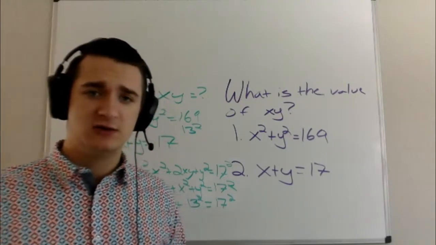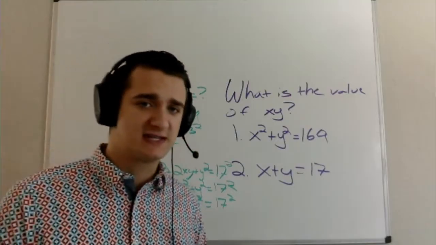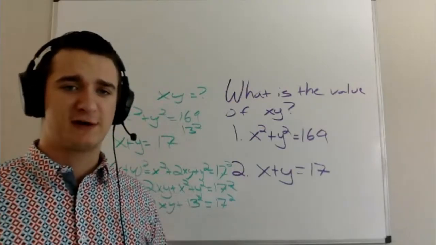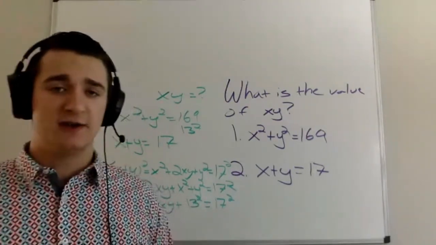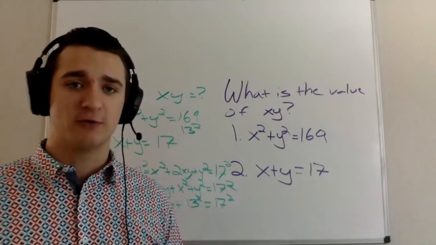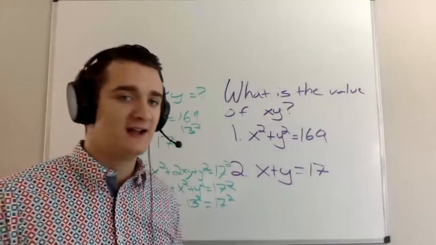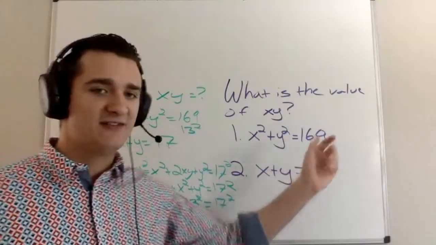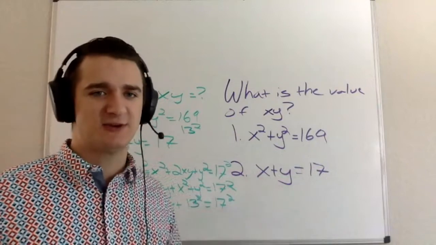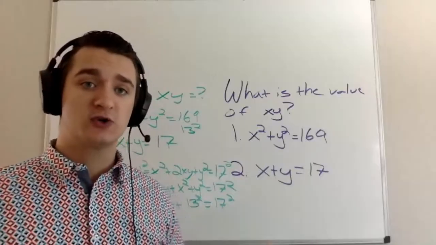If you've had a chance to check out our geometry videos, what you'll see is that this is actually similar to a geometry problem that comes up pretty frequently on the GMAT. If I were to tell you that x and y were two side lengths of a rectangle, then xy is asking for the area, x squared plus y squared is giving me the diagonal squared, and then x plus y is similar to the perimeter, right? It's half the perimeter.